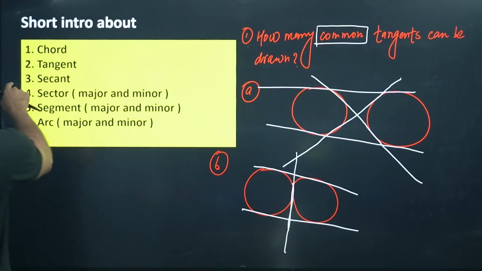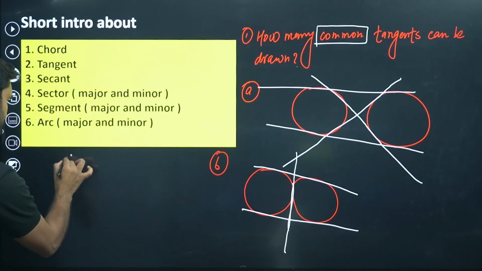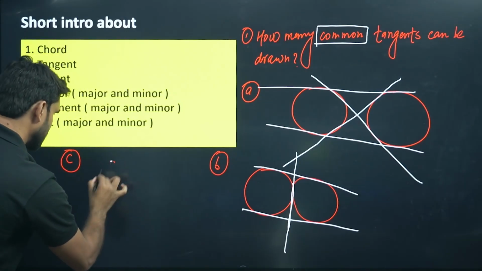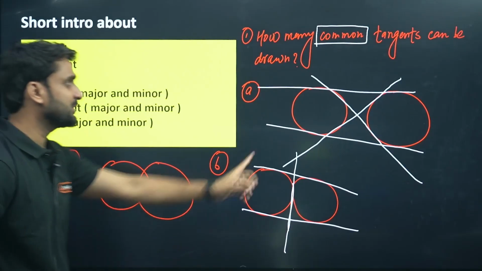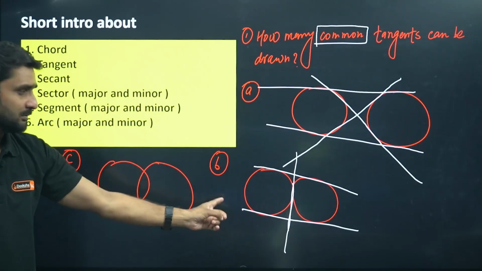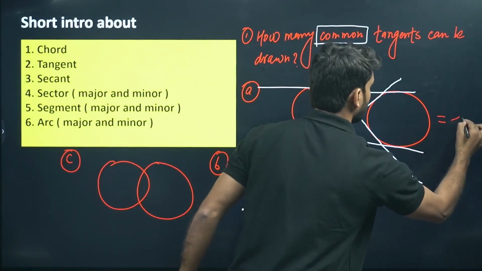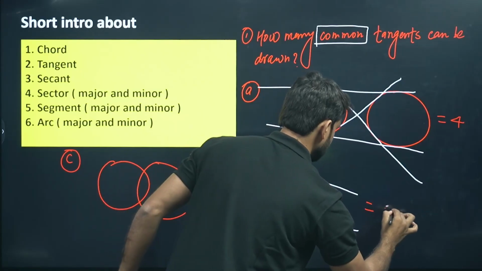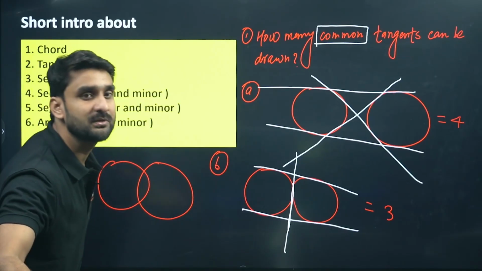And the third question is, if 2 circles are intersecting each other. The first question was, both the circles are separated. Second question was, both the circles are touching each other. How many common tangents were there? 4 common tangents. How many common tangents were there? 3 common tangents. And here, if the circles are intersecting each other, then how many common tangents will be there?